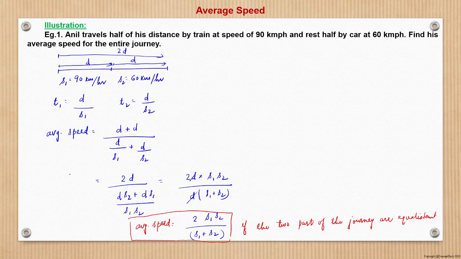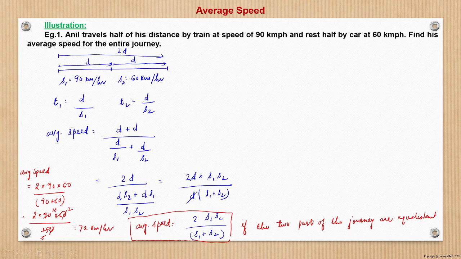So if we use this formula, in this case the average speed will be 2 into s1, where s1 is given as 90, s2 is given as 60, upon 90 plus 60. It becomes 2 into 90 into 60 upon 150, since 90 plus 60 is 150. So therefore this cancels out. 3 twos are 6, 3 fives are 15, 5 threes are 15, leaving 18, and 18 times 4 is 72. So 72 kilometer per hour is the average speed.